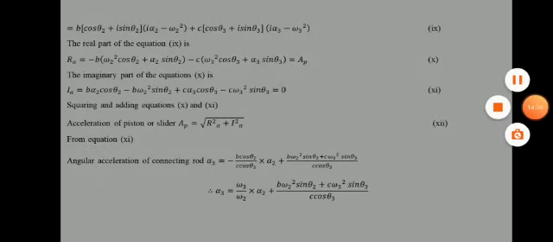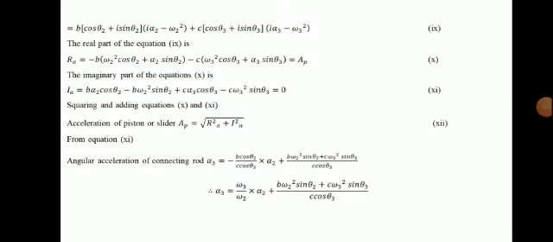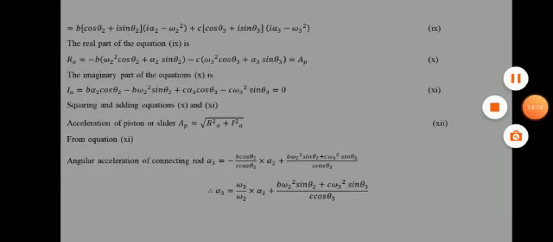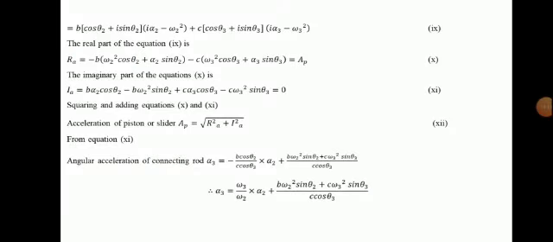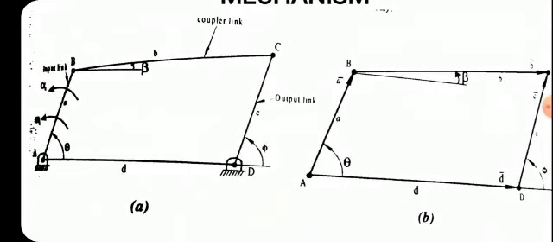Similarly, using the complex algebra method, derive expressions for velocity, angular velocity, acceleration, and angular acceleration of the coupler link and output link of a 4-bar mechanism. Same steps, but anyway, 4-bar mechanism. Now let us see what the coupler link and output link are.